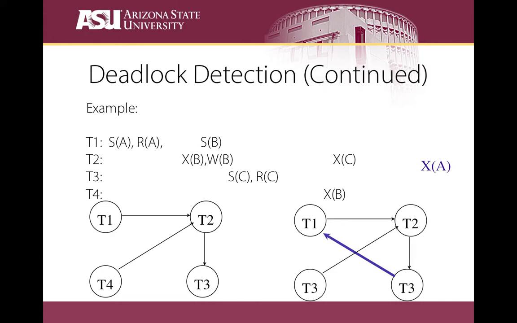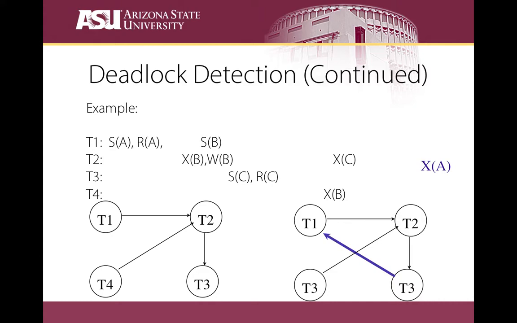Why? T1 already has a shared lock on it. So what does this mean in the graph? What does it mean? Is there any deadlock here? Right? There's a cycle here. So this easily tells you when there is a deadlock.